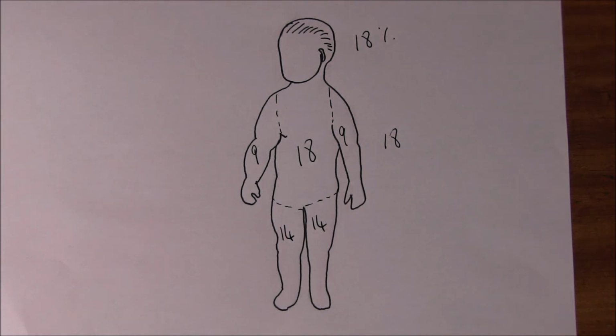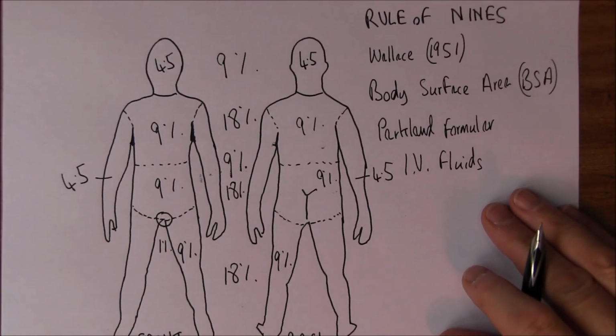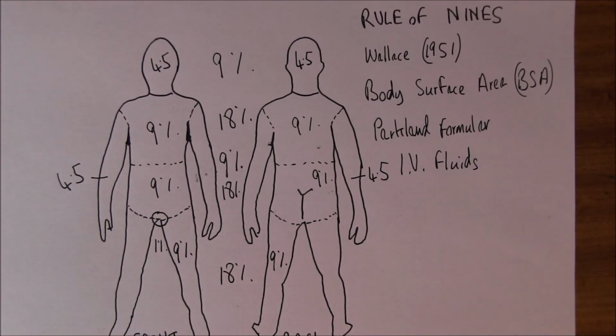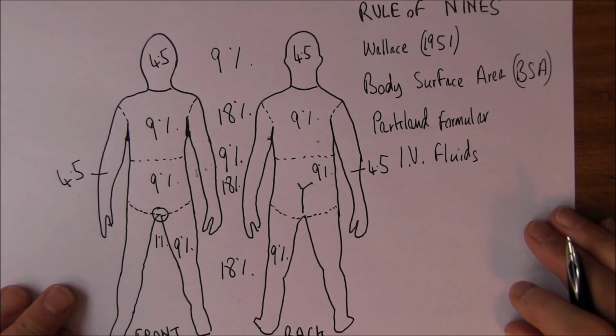So it's really surprising, really. Well, the body never ceases to surprise you, but you know, just that it's all divisible into nines, and that was identified by Wallace in 1951. 9s, 18s or 4.5s.